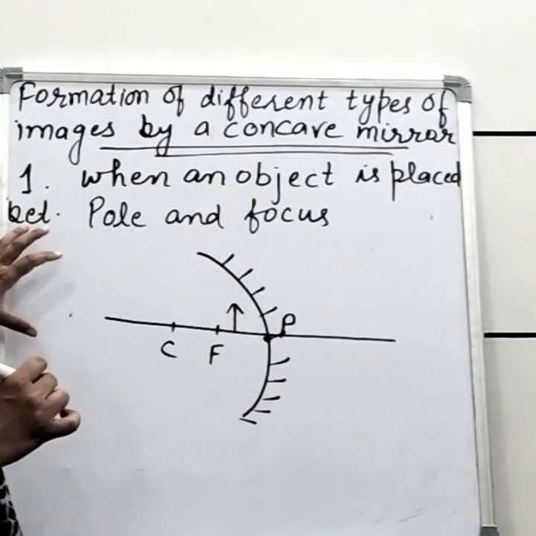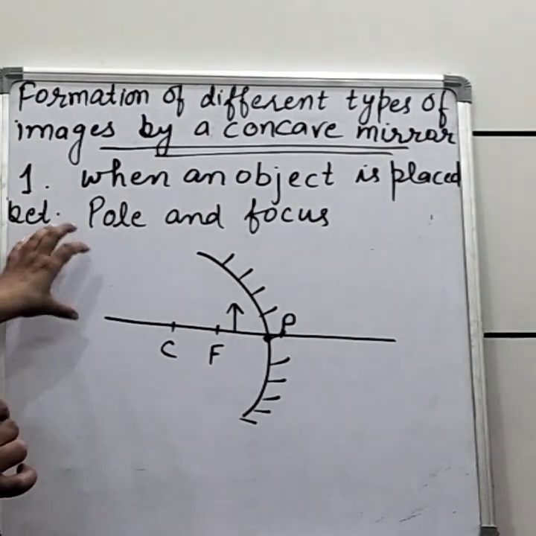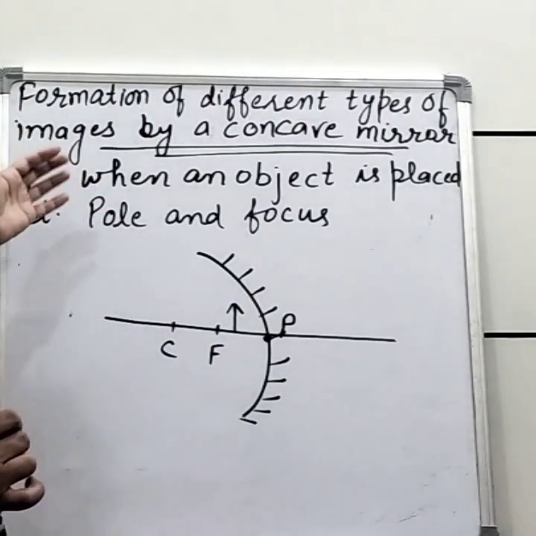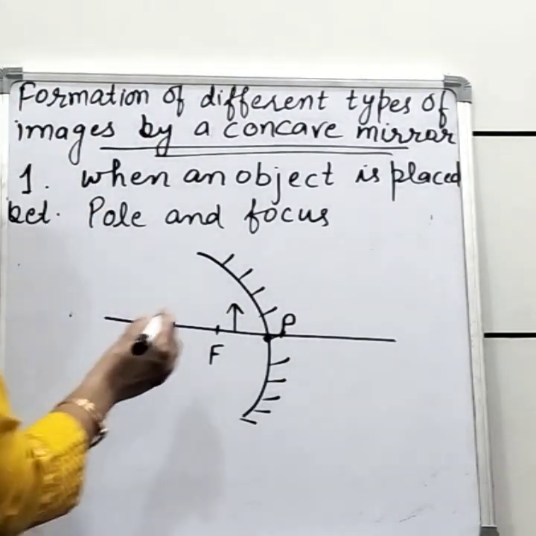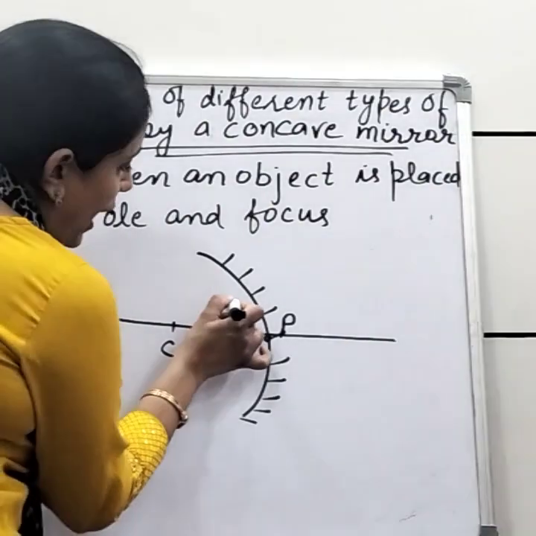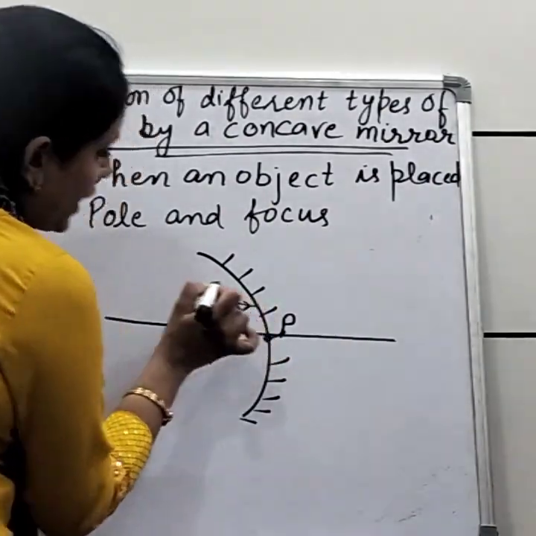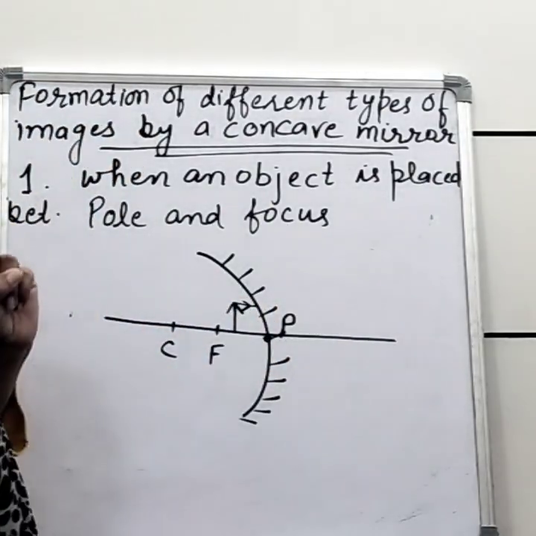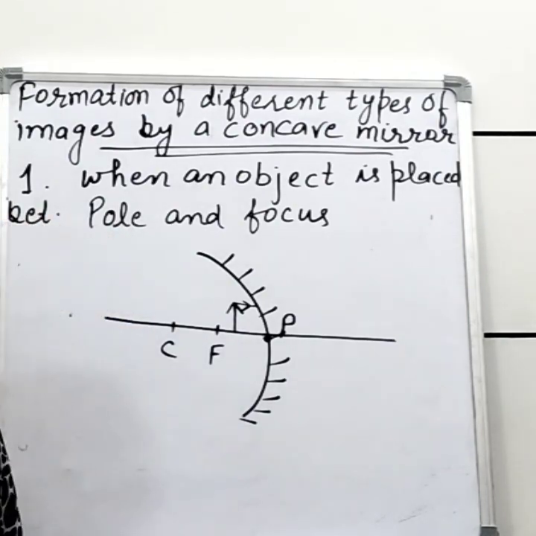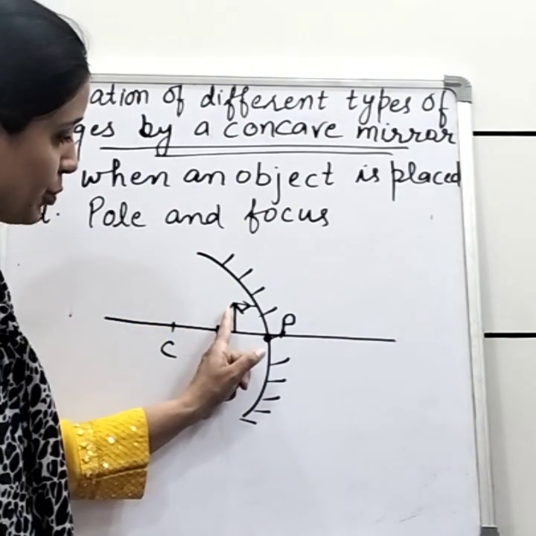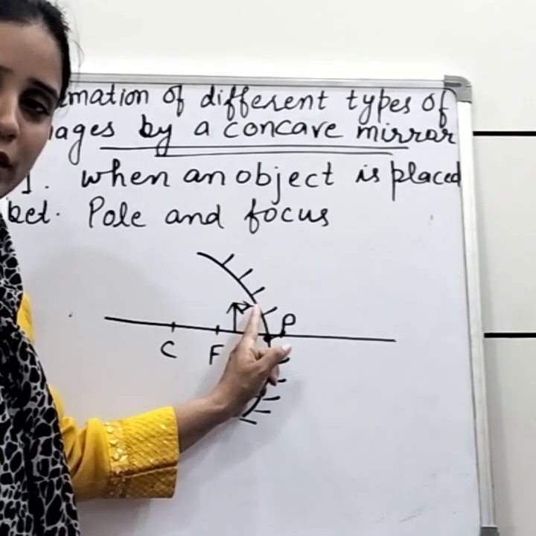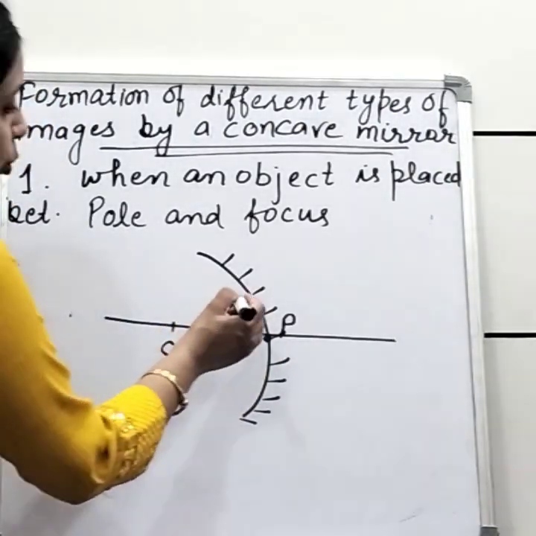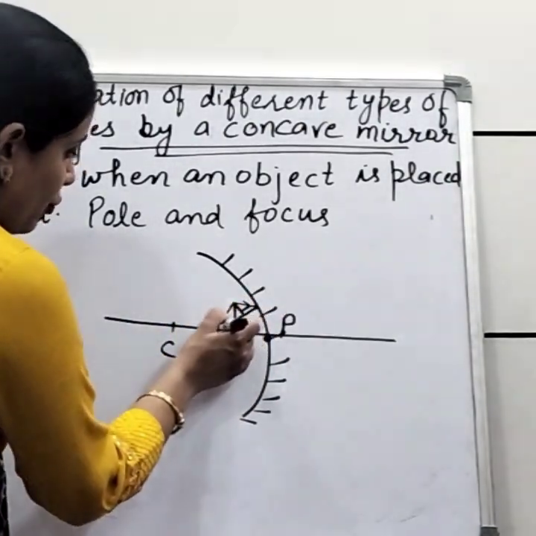So first, when the object is placed in between the pole and the focus point, then how is the image formed? To form the image, we choose any 2 rules we have discussed earlier. Minimum 2 radiations are required to form the image. First rule: when the radiation from the object is parallel to the principal axis, according to the rule, after reflection it will go through the focus point.